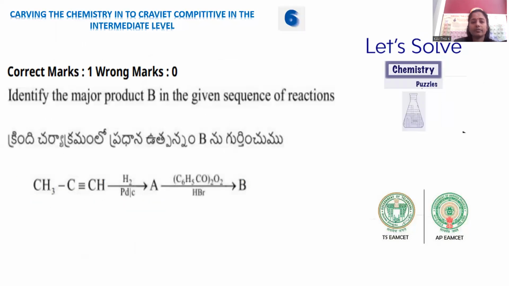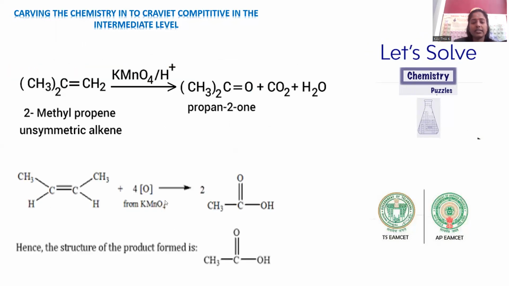Here you can clearly see, whenever this compound called isobutene is treated with KMnO4, the product is called propan-2-one. That is called acetone. Simply we can say acetone as the common name. Propan-2-one is the IUPAC name of the compound. Byproducts will be water and carbon dioxide.